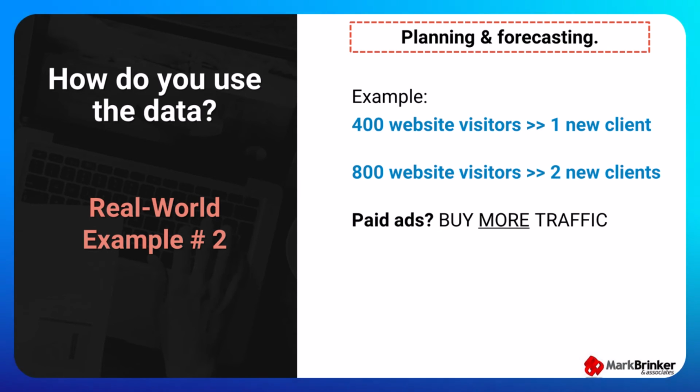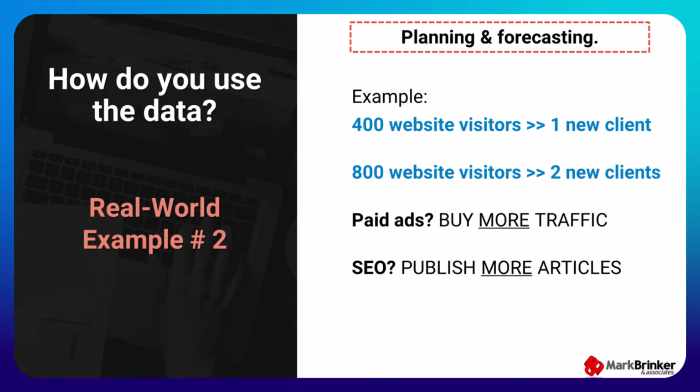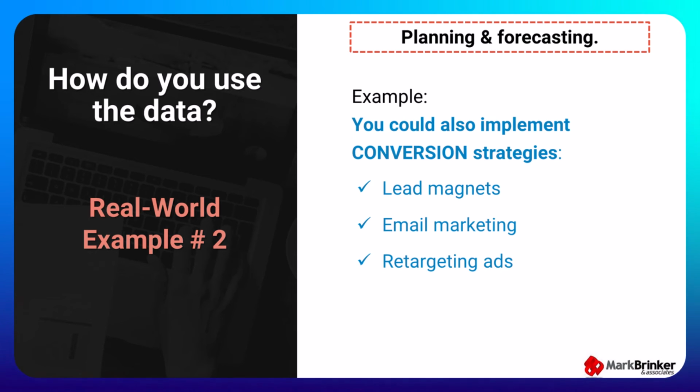So if you're running paid ads and you want more clients, you buy more traffic. If you're generating traffic with SEO and you want more clients, you publish more articles. In addition to generating more traffic to attract more clients, you can also implement one or more conversion strategies like lead magnets or email marketing or retargeting ads and monitor how these affect your new client volume.